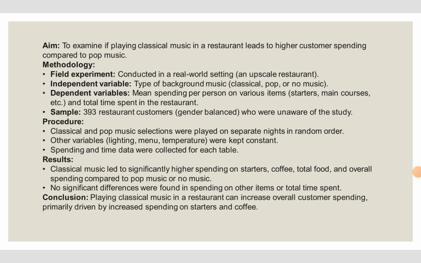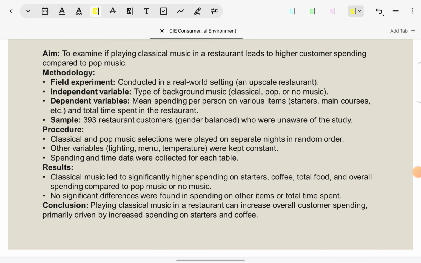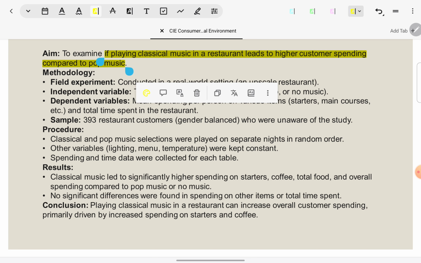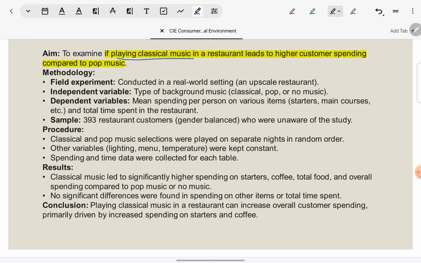This study is about how music can influence consumers in a restaurant. So the aim of these researchers was to see if they play classical music in a restaurant, will it influence consumers to actually spend more? In most studies in consumer psychology, we see intended purchasing is studied, not actual purchasing. So this is one of those rare studies which looks at actual purchasing, which is much more important than just a desire to purchase.